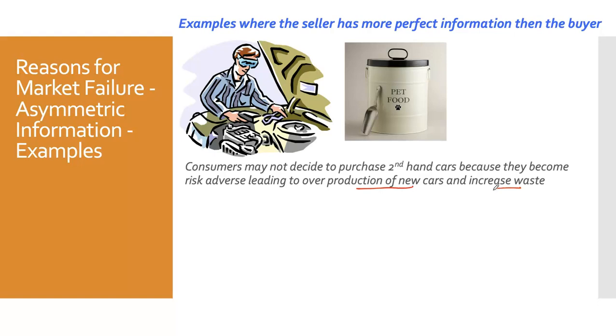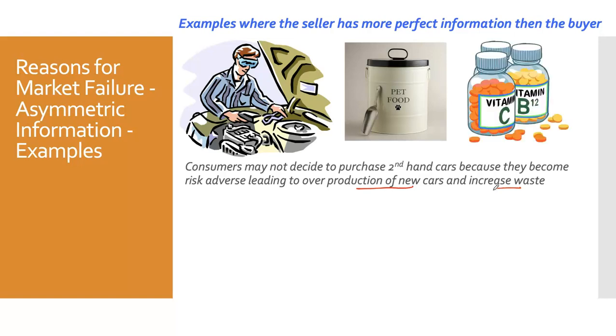Other examples are pet food. For example, the seller does not have the perfect information about what is in pet food, and we don't necessarily know what is in all of our health products. And if that's not the case, we might make bad decisions.